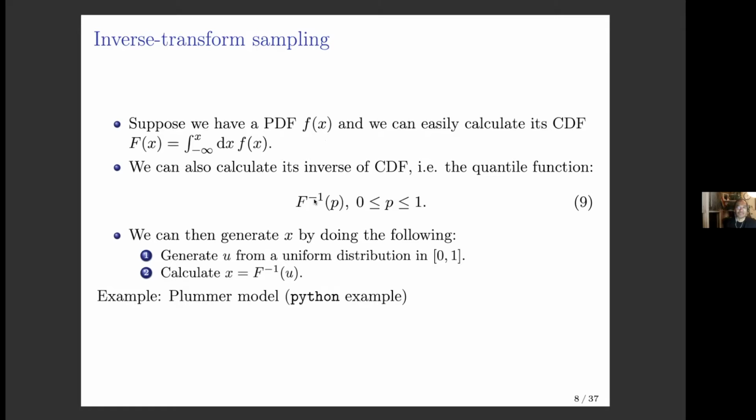Then we can also calculate the inverse of the CDF, right? The inverse of a CDF is called a quantile function, and the result has to be between 0 and 1. It's properly normalized. So here's what we can do to generate a sample. We generate U from a uniform distribution between 0 and 1, and then we calculate its quantile function. That's a sample that we want.